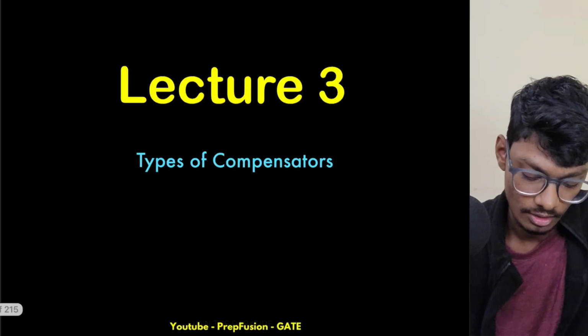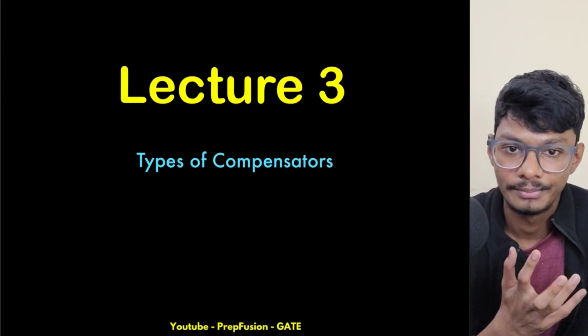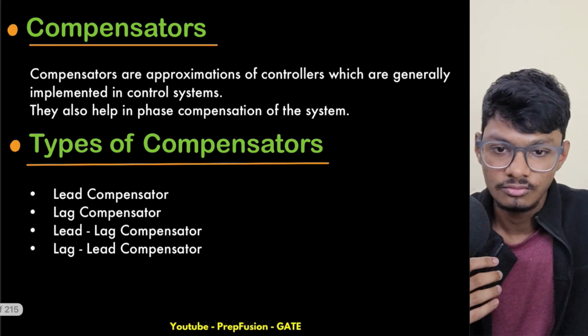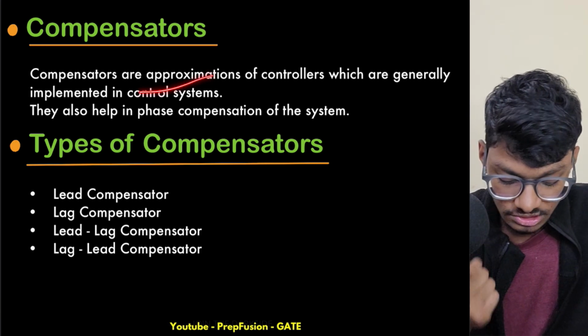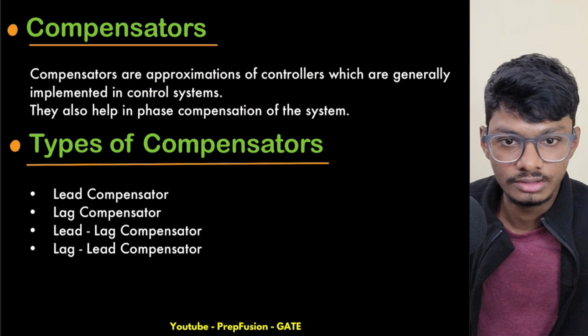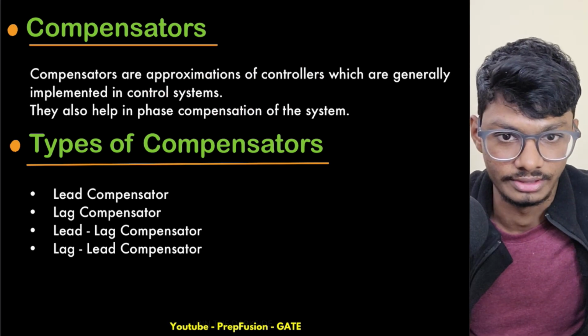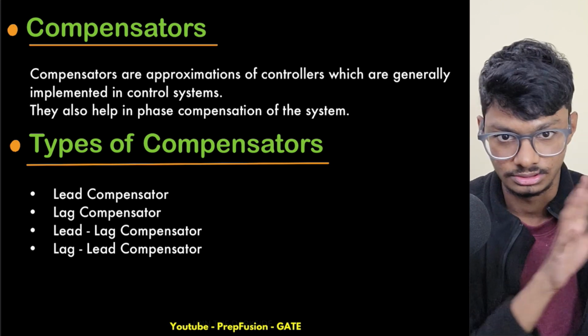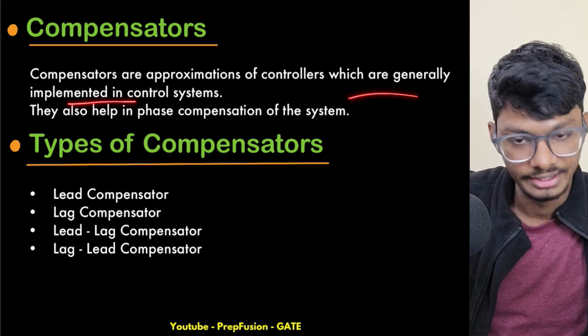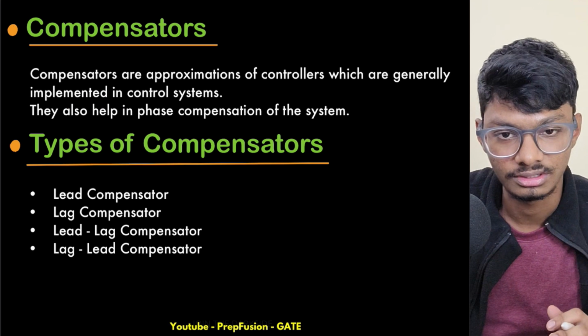We solved it. Okay, now we'll study the types of compensators in this chapter. So basically, what is a compensator? Compensators are approximations of controllers. Obviously we don't use controllers alone, I told you, right? We mainly use compensators to control our system, which are generally implemented in control systems.